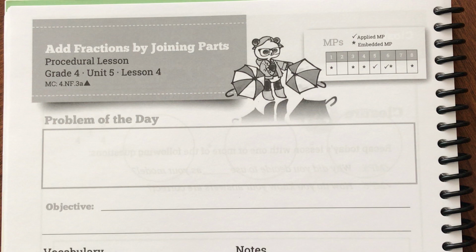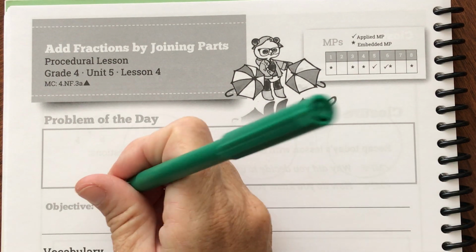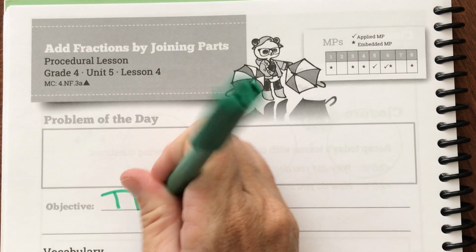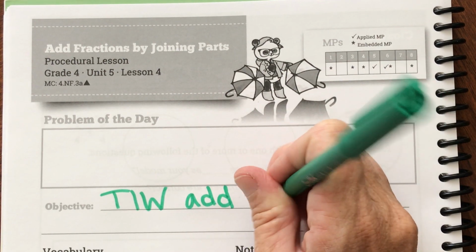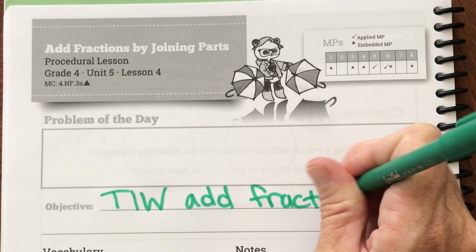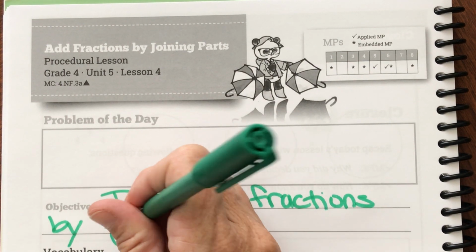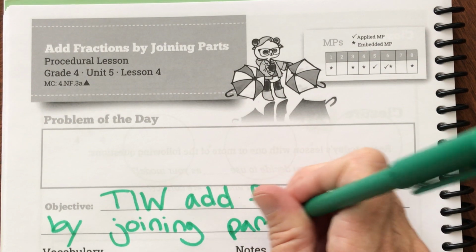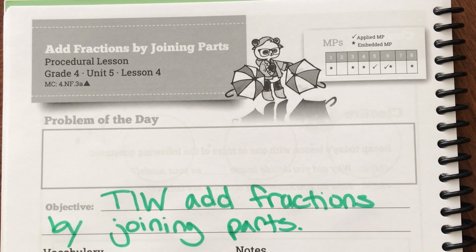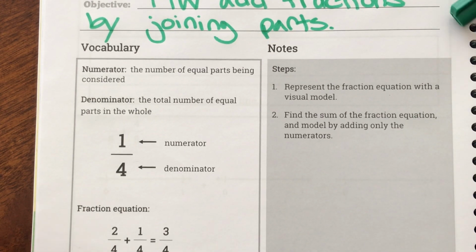Today we are on page 79 of your student journal, and our objective or goal for the day is: I will add fractions by joining parts. Okay, so our vocabulary today is really nothing new.